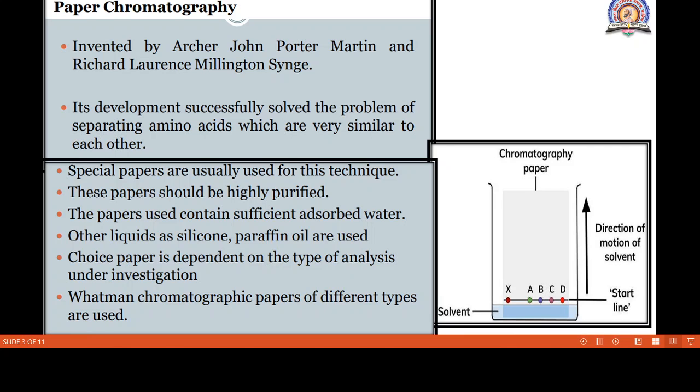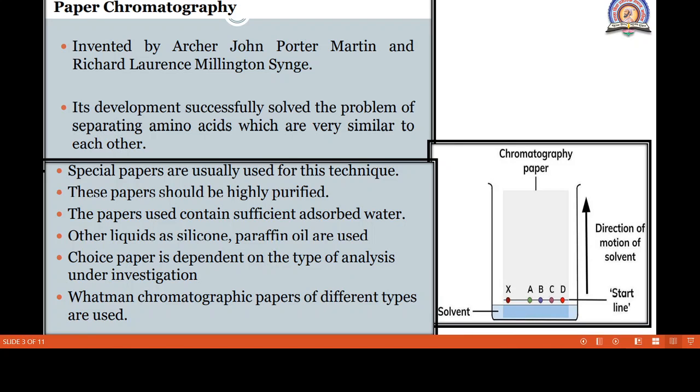In the previous lecture we discussed that there are two phases, stationary phase and the mobile phase. Stationary phase is a stagnant phase, while the mobile phase is a movable phase. So in this case, this paper acts as a stationary phase, while this solvent acts as a mobile phase. Okay. So this is the start line. On that we place the sample, and we place this paper in the mobile phase.